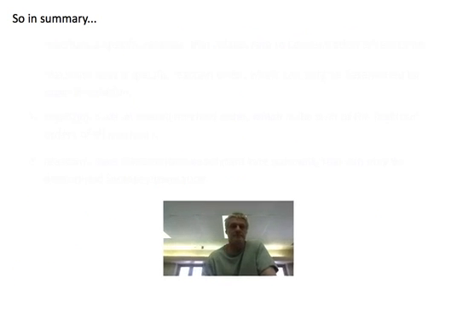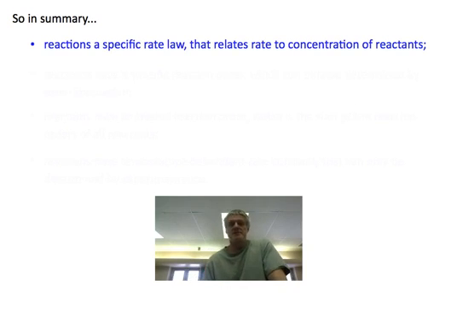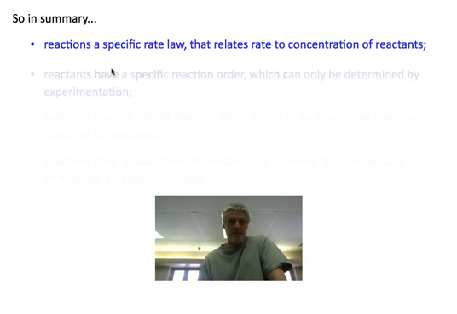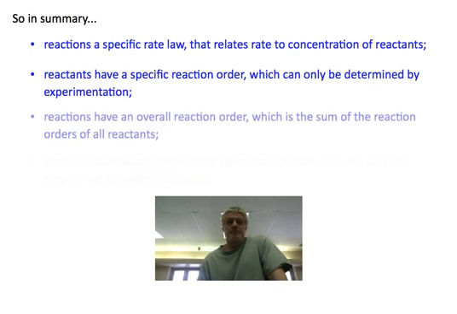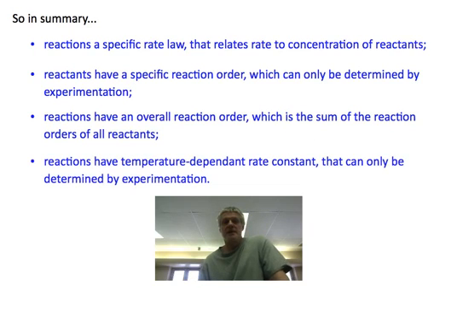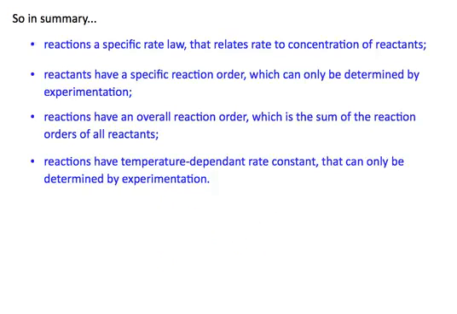All right. So summary. A few things. Reactions have a specific rate law that relates rate to concentration of reactants. Reactants have a specific reaction order, which can only be determined by experimentation. Reactions have an overall reaction order, which is the sum of the reaction orders of all reactants. And reactions have temperature-dependent rate constants that can only be determined by experimentation, and that have somewhat complicated units. So again, I reiterate, it is important you do the unit analysis for your rate constant carefully. And that concludes this video.